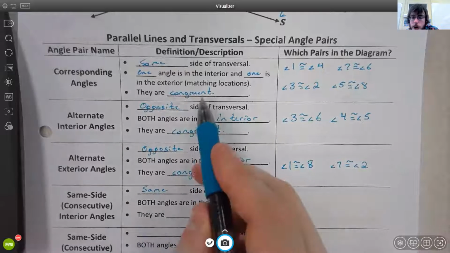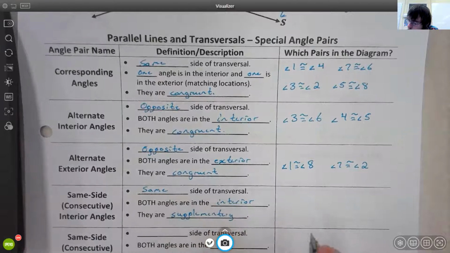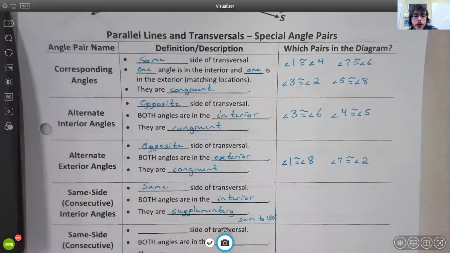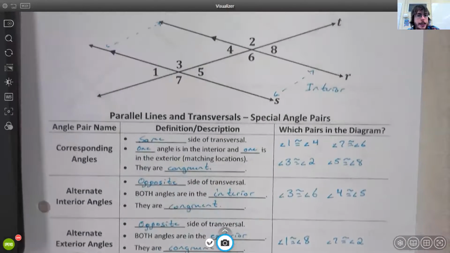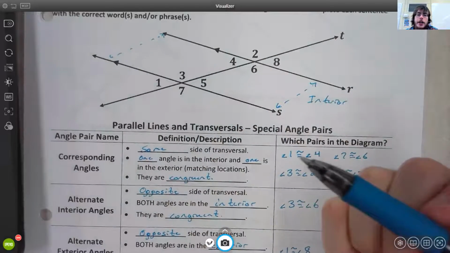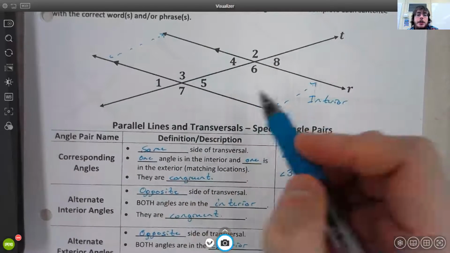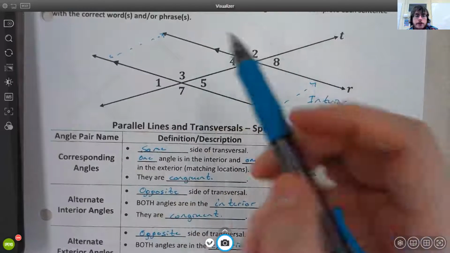And unlike the other ones that we've talked about so far, these are supplementary. And remember that supplementary means they sum to 180 degrees. Okay, so we have to look at the same side of the transversal, and they both have to be in the interior. So we're going to be looking again at 3, 4, 5, and 6. They need to be on the same side of the transversal on different intersections.